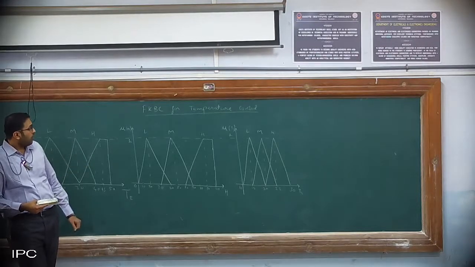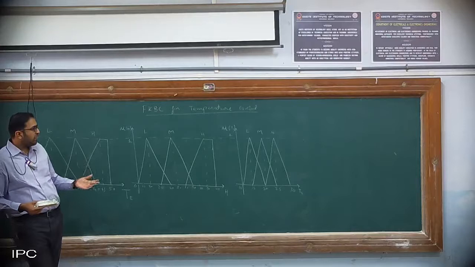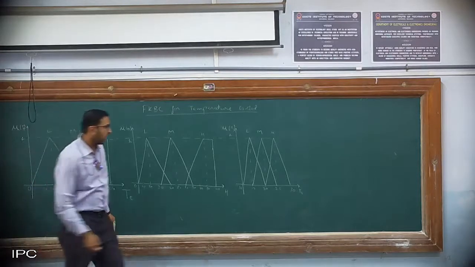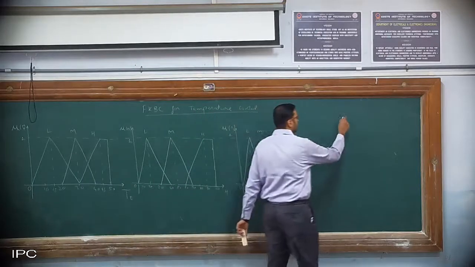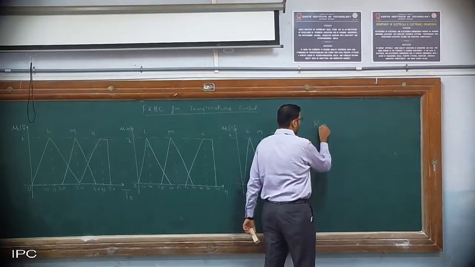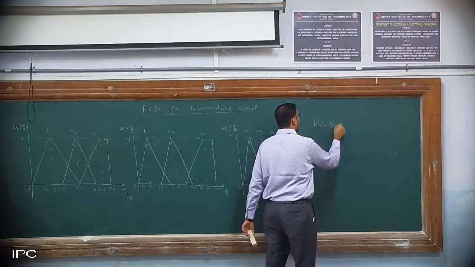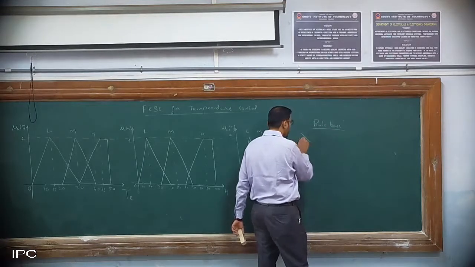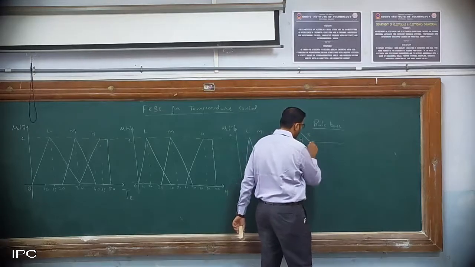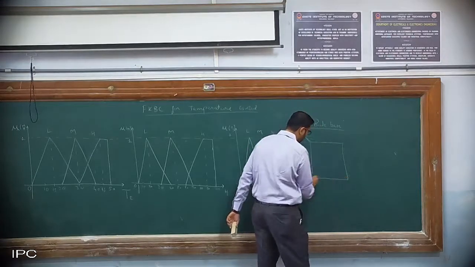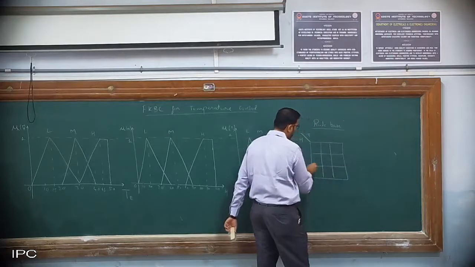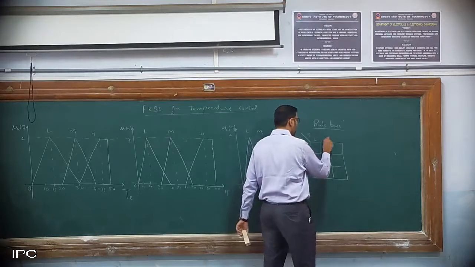Now before moving ahead, with the same pattern, what we have to do is design our rule base. So let us just design our rule base. This is your humidity and this is your temperature part. So low, medium, high. This is low, medium, high.